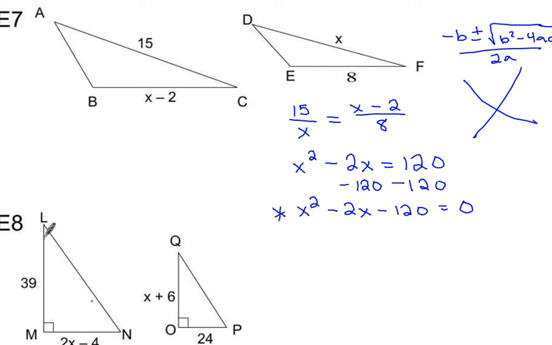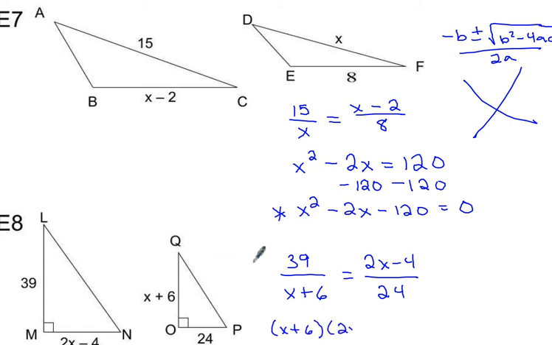Oh, you're going to have to do some old math on here, though. Let's see who remembers what this is. It's going to be 39 over the x plus 6, because it's left side to left side, equals the 2x minus 4 over the 24, the bottom over the bottom. Okay, I'm writing this out the long way, just so I don't miss anything or mess anything up. Here we go. It's going to be x plus 6 times 2x minus 4 equals, I have no idea.